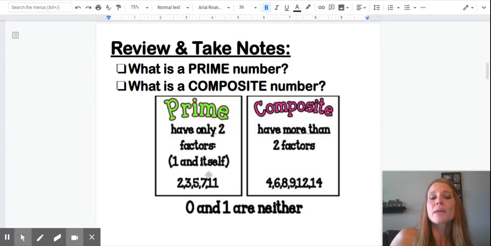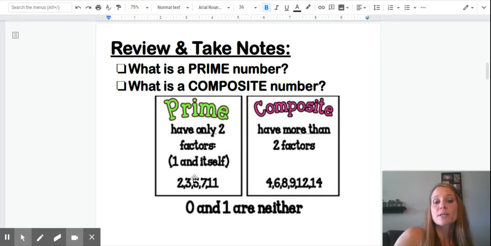Notice that we skip the odd number 9, because 9 can be created by doing a 1 times 9, but it can also be created by multiplying a 3 by a 3. So since 9 has other factor options or fact families involved in it, it's not prime. And if it's not prime, it's usually composite. So composite just means it's composed or created by many. So 11 is also a prime on here.